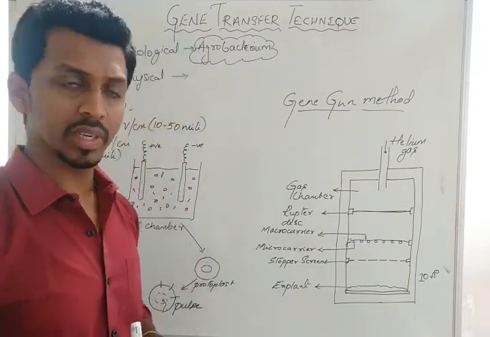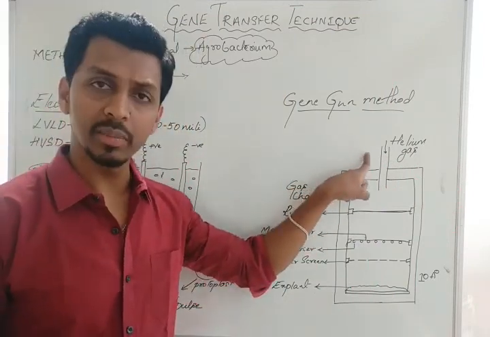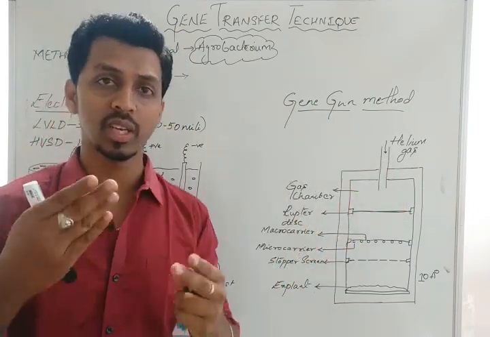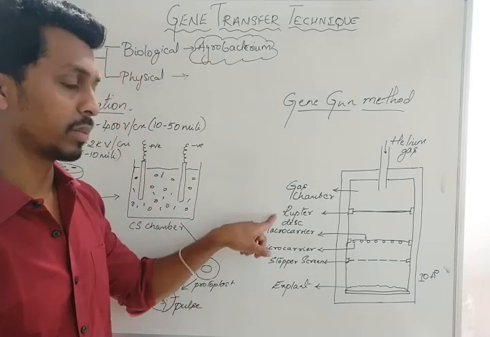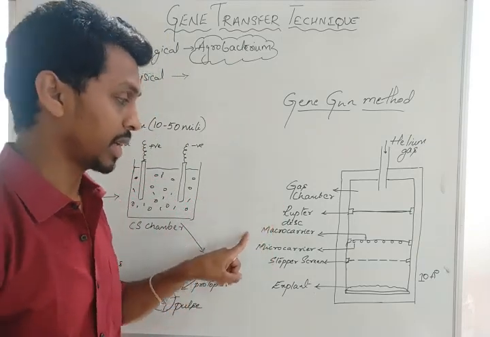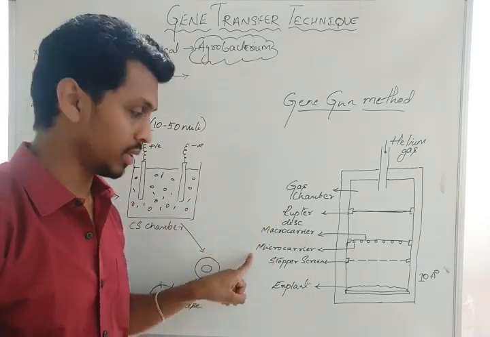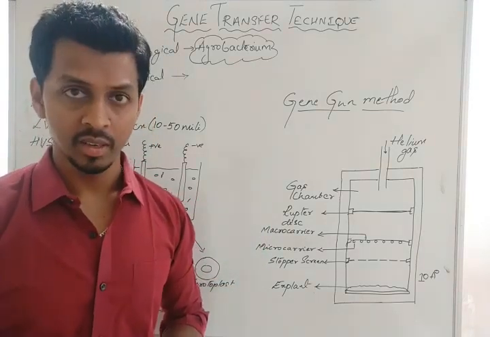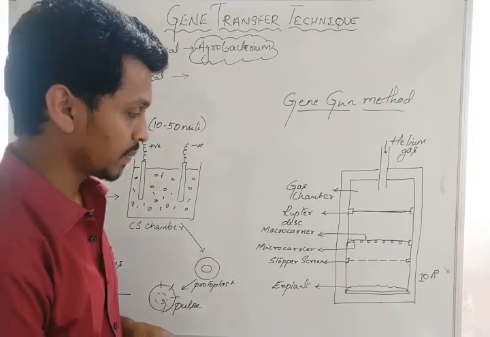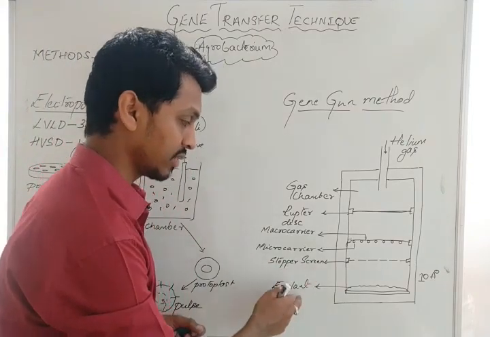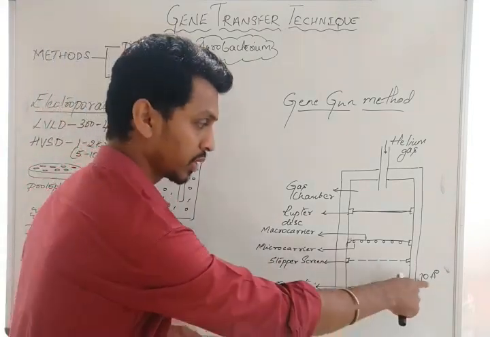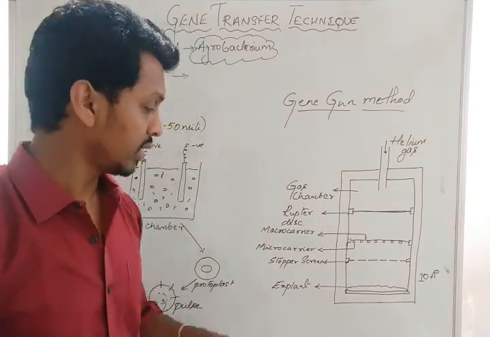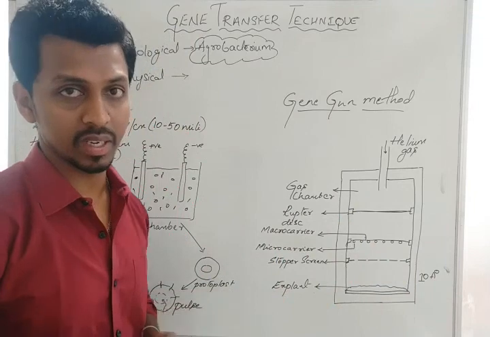Now going on to its instrumentation, we have a helium gas chamber where we allow the gas to flow. We have a rupture disc, a macrocarrier, a microcarrier, a stopping screen, and the explant material. If you check here, the distance between the stopping screen and the explant should not be more than 10 angstroms. That should be the distance between the stopper screen and the explant.